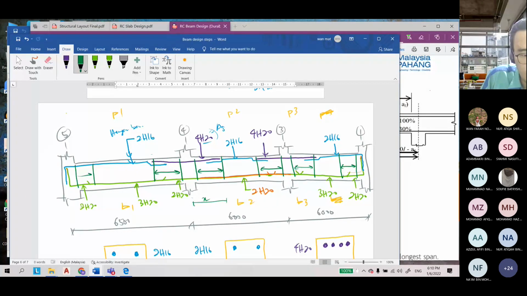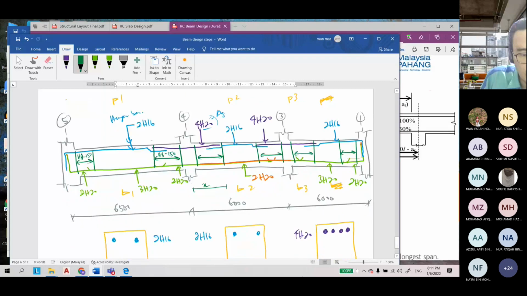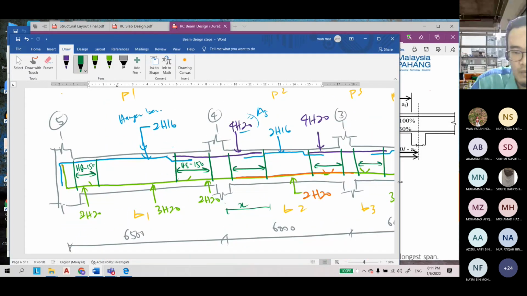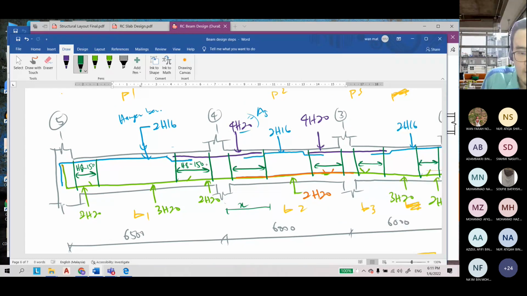Simple. Very simple. Okay. So H8 sini berapa? 150 kan. Ni ada support. So H8 150. H8 150.